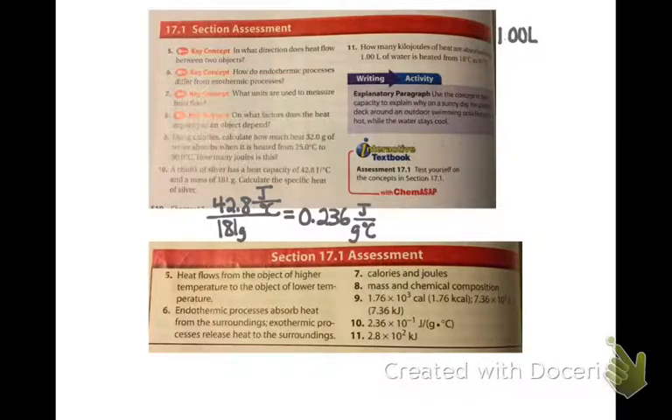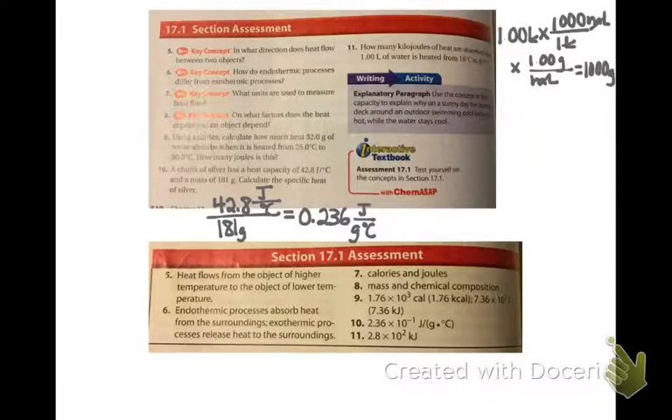So you end up taking the 1 liter, multiplying it by 1,000 milliliters, and then you, I can't fit it in here, but you would multiply that by 1 gram per milliliter. So then liters cancel, milliliters cancel, and you're left with 1,000 grams. And now you can take that mass and you can use it in the Q equation.